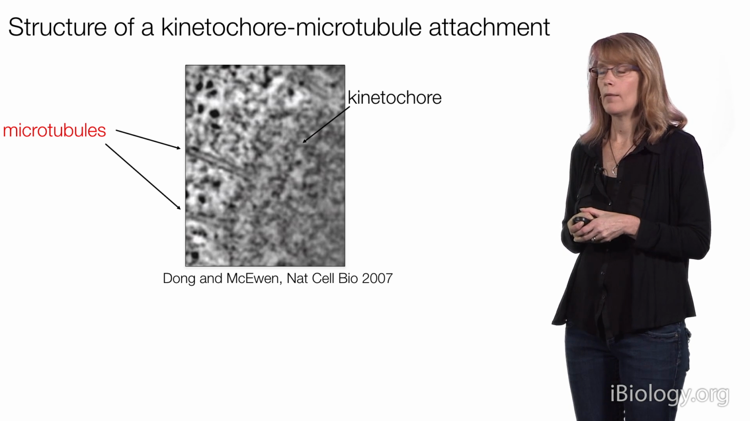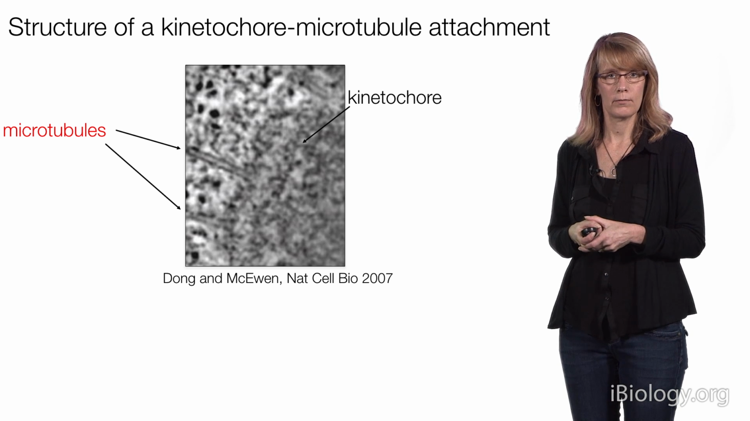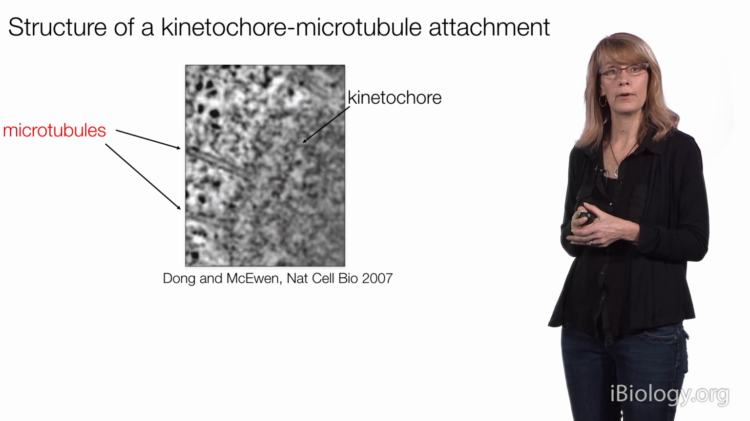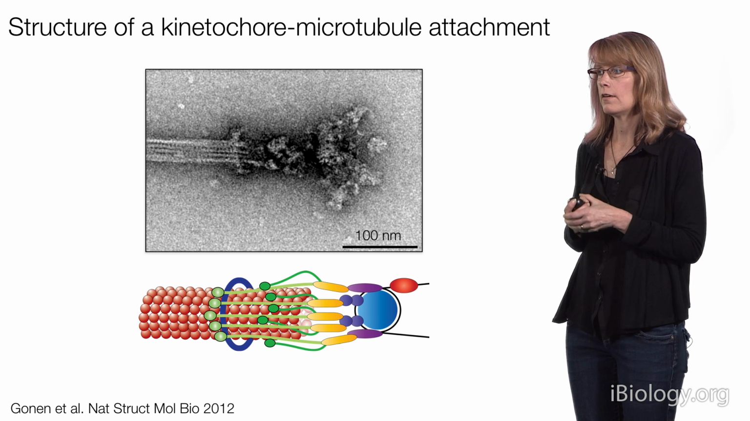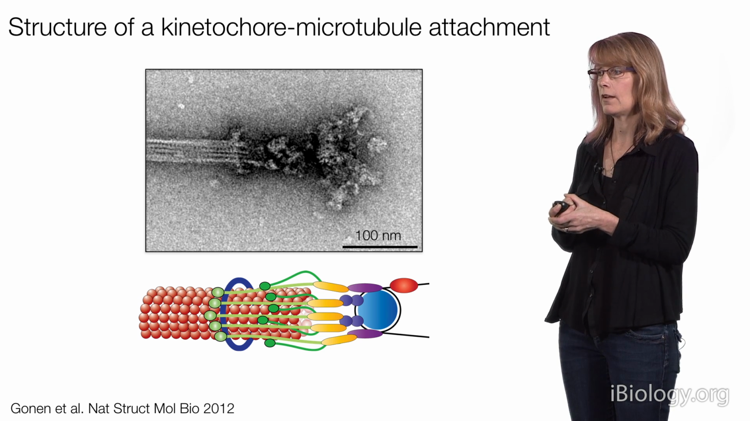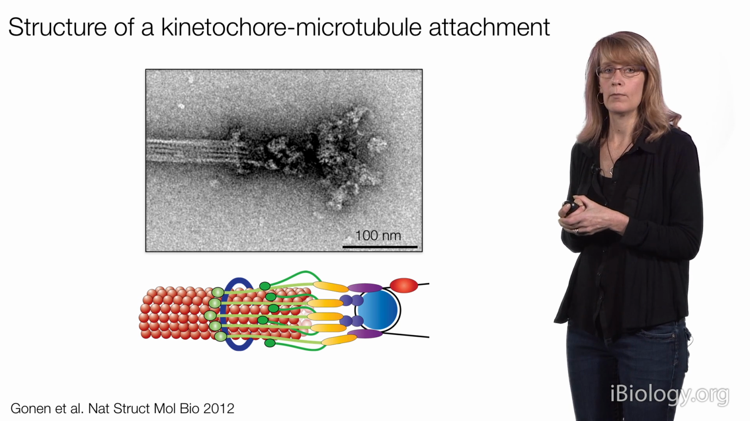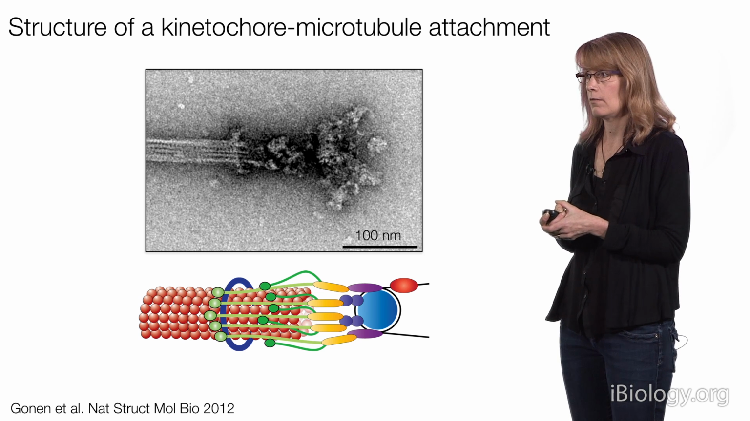So we thought perhaps if we did electron microscopy on our purified kinetochores attached to microtubules, we might learn more about the structure. We set up a collaboration with Tamir Gonen's lab, and we were able to see in negative stain EM images our purified kinetochores attached to microtubules. This is just one of the images that we obtained. You can see this extremely large structure. It's greater than 100 nanometers.